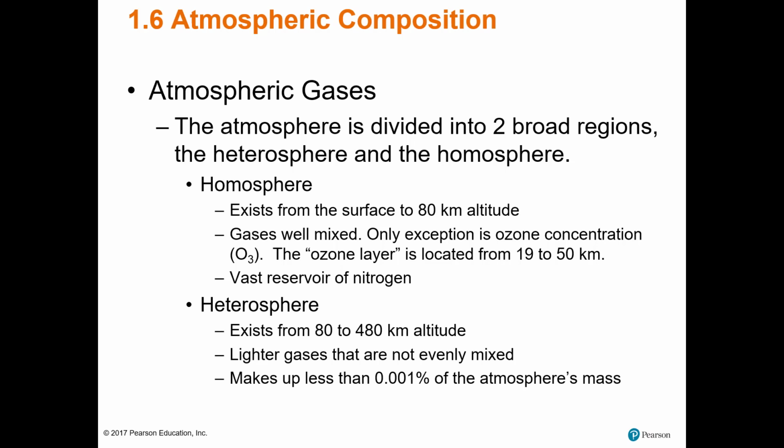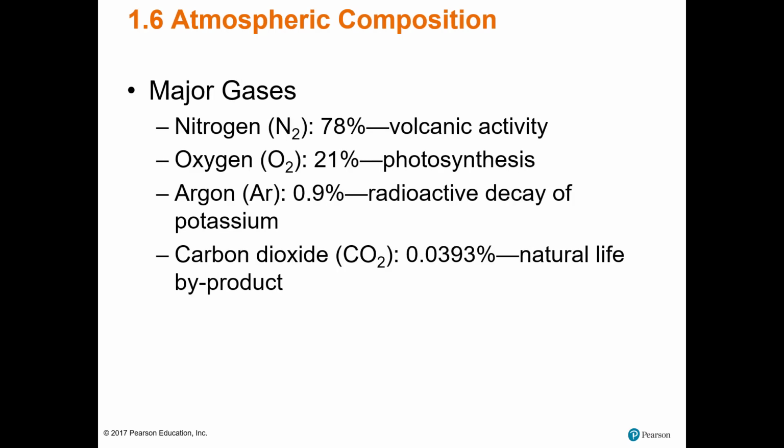0.001% of atmosphere's mass. The major gases in the atmosphere are nitrogen, oxygen, argon, and carbon dioxide. And our atmosphere is 78% nitrogen. A lot of this nitrogen comes from volcanic activity. The oxygen is 21%, and that is a byproduct of photosynthesis. It is the molecule that is responsible for us breathing and converting food into energy.